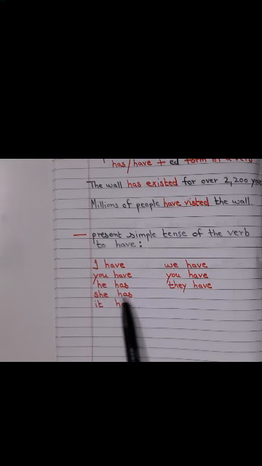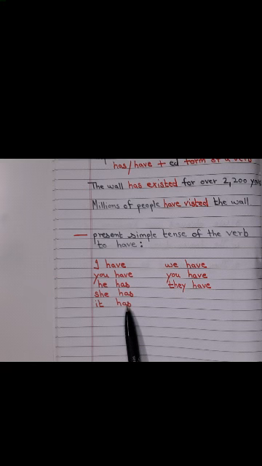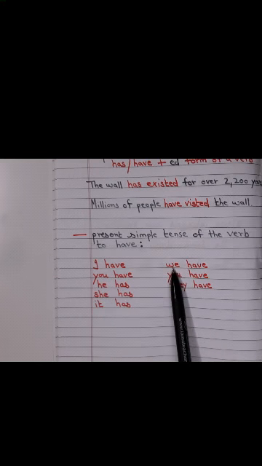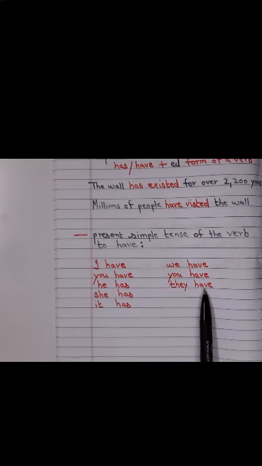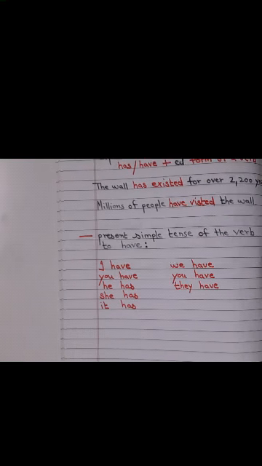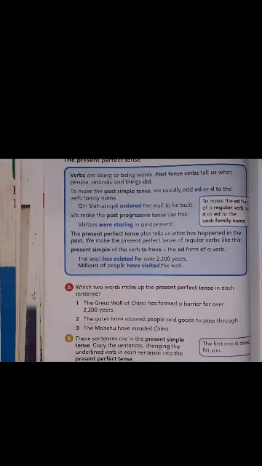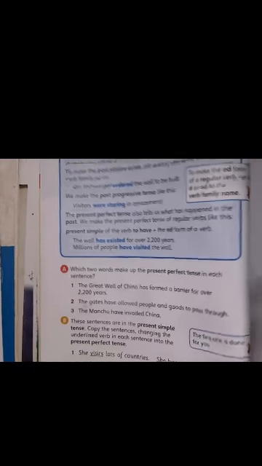So I have, you have, he has, she has, it has. Now look here. We have, you have, they have. Right? Children, it's easy. If you just practice a few sentences, you will surely get it. So don't worry.